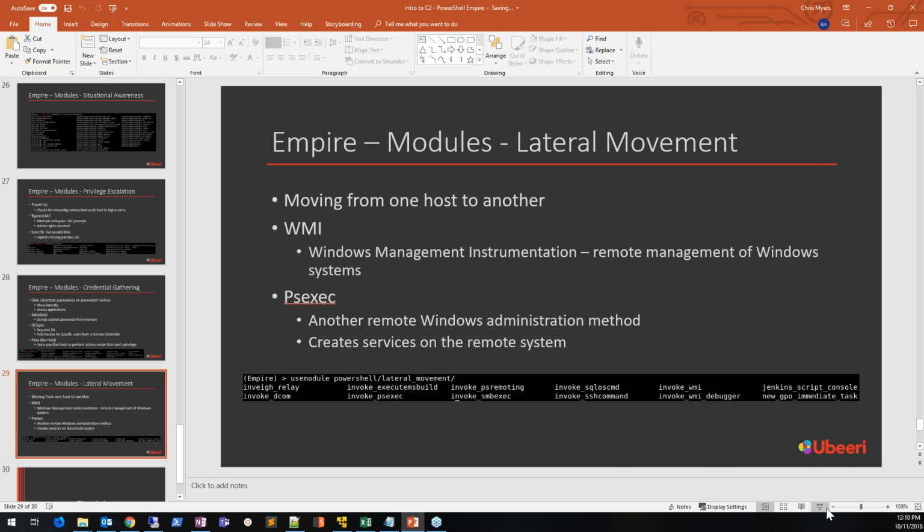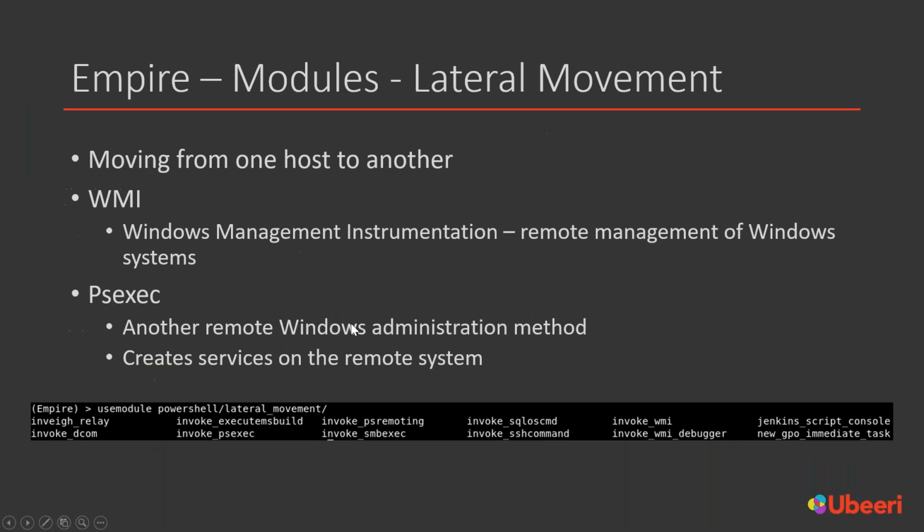Which brings us to the last module type here, lateral movement. There's a couple different ways that we typically move from one compromised host to the next. One of them is called WMI, the Windows Management Instrumentation, and that's basically a way for administrators to do remote management of Windows systems. And another one is called PSExec, which is just another Windows administration tool.